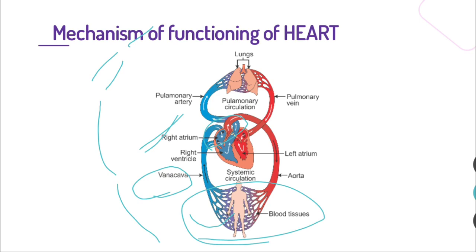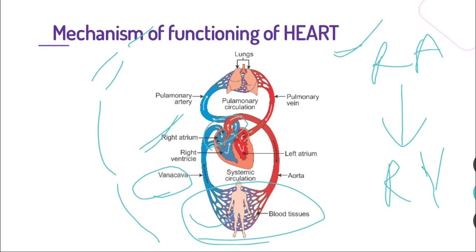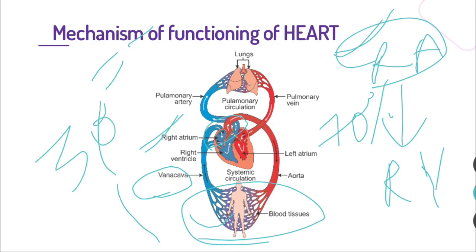At that time, nearly 70% of the blood is transferred from the right atrium to the right ventricle without any contraction, in the relaxed state only. Without any contraction of the right atrium, nearly 70% of the blood is sent to the right ventricle. The remaining 30% of the blood comes into the right ventricle when this right atrium contracts.